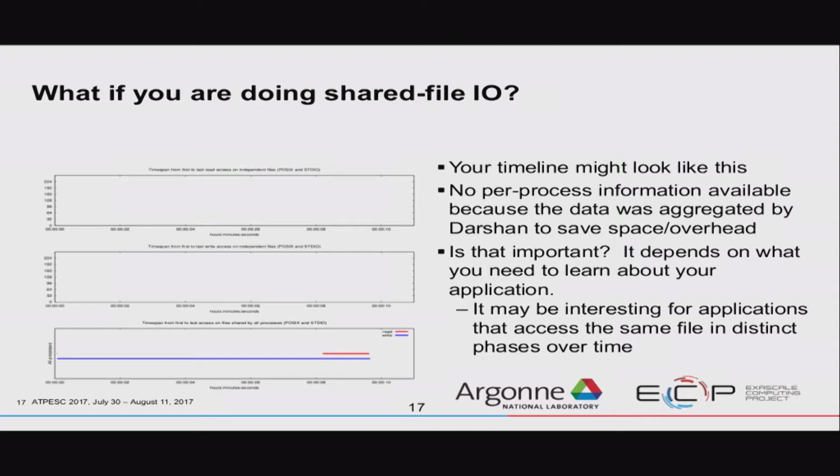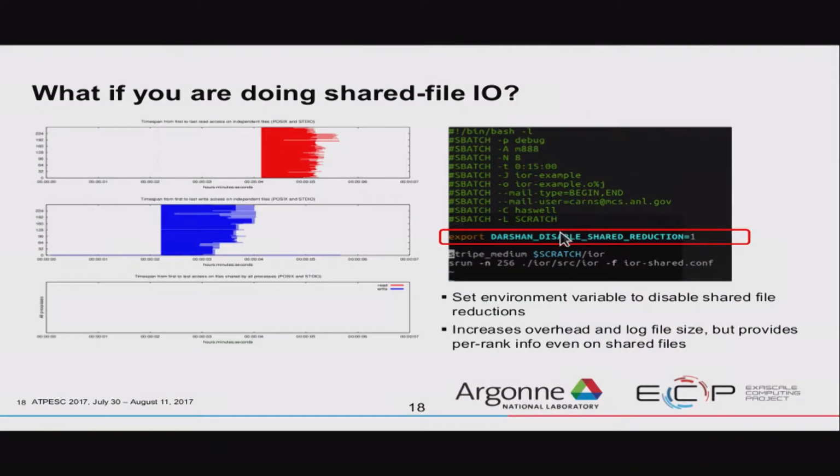Maybe, maybe not. If you suspect that you have a skew problem, maybe some processes are taking a lot longer to do I/O than others, this isn't great. You'd like to see a breakdown, but you can do that. There's an environment variable, and this is in the Darshan documentation, called disable shared reduction. That turns off the feature that collapses all the data into one record, and it gets you back to a graph that looks like this.